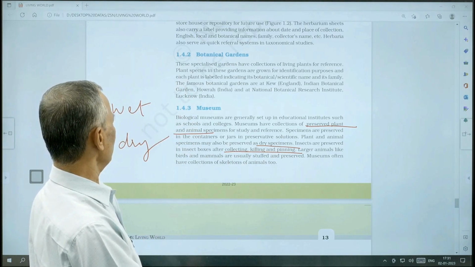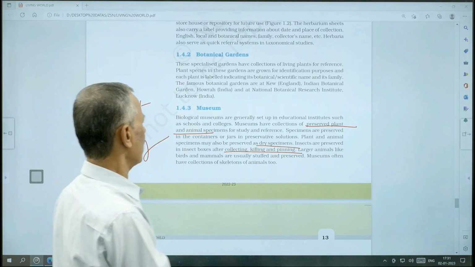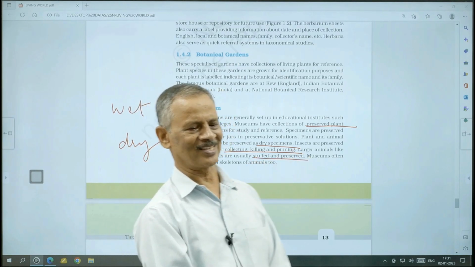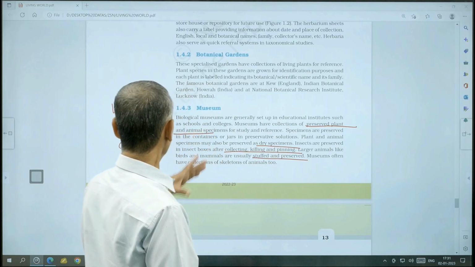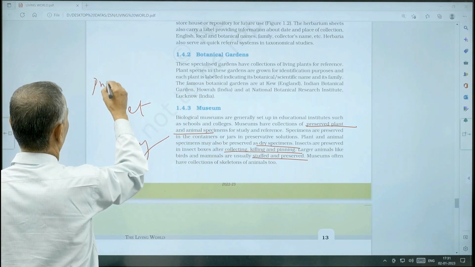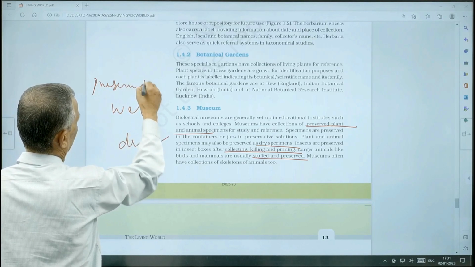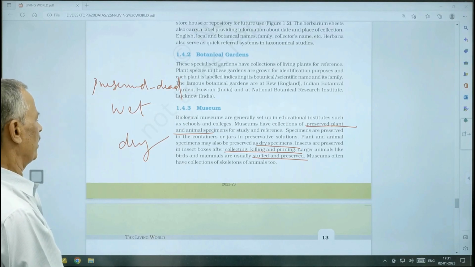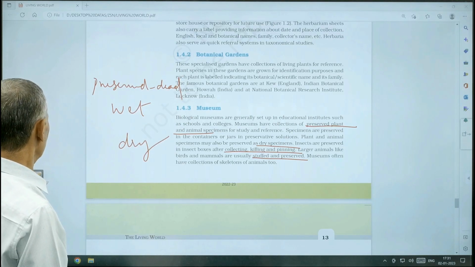Large animals like birds and animals are stuffed. And again, they are all preserved. So, a museum is also a collection of preserved dead plants and animals. Dead plants and animals. Clear?